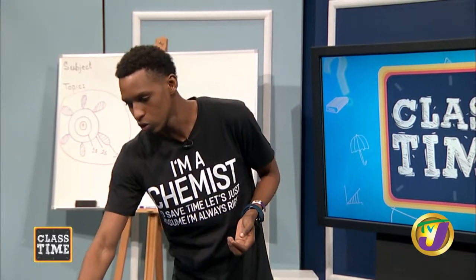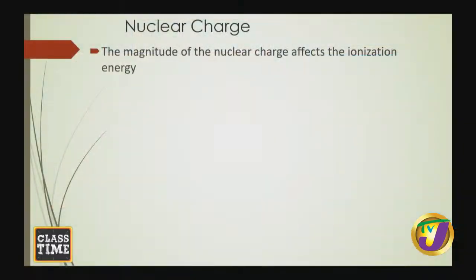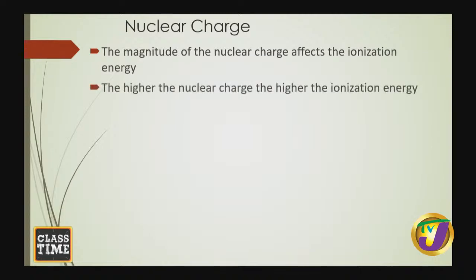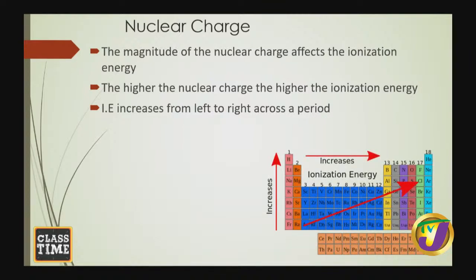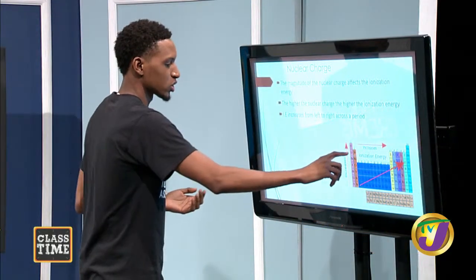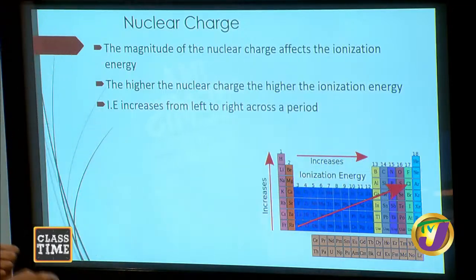Now let's take a look at nuclear charge. The magnitude of the nuclear charge affects ionization energy. The higher the nuclear charge, the higher the ionization energy. And we mentioned this earlier, that going from lithium to neon, the ionization energy is increasing. This is because the nuclear charge is increasing. We're adding protons from lithium to neon.